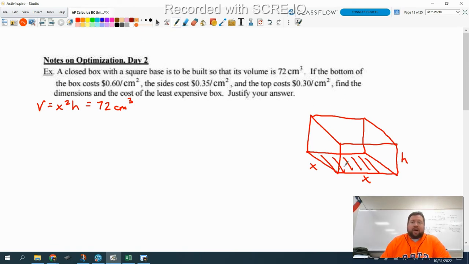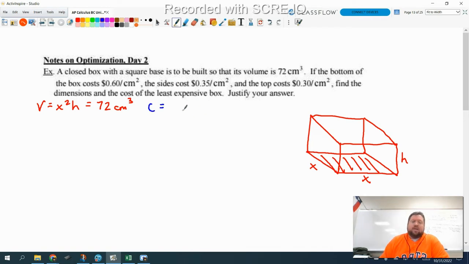All right, the bottom of the box costs 60 cents, the sides cost 35 cents per square centimeter, and the top costs 30 cents. Find the dimensions and the cost of the least expensive box and justify your answer. Okay, so the function that we have to minimize, because we're doing least expensive, is a cost function. So I need to write out a function for cost.